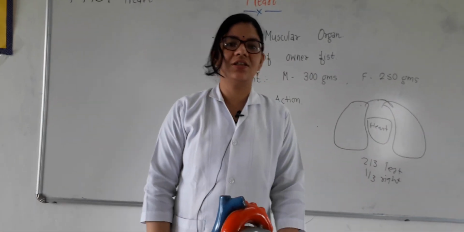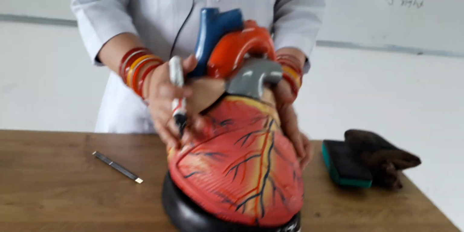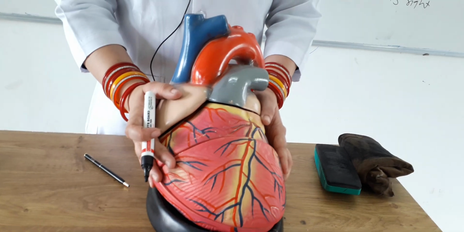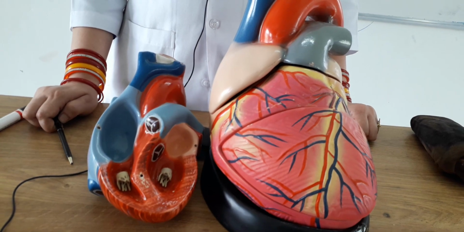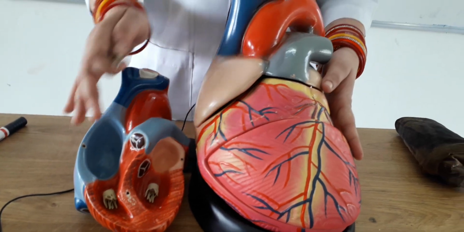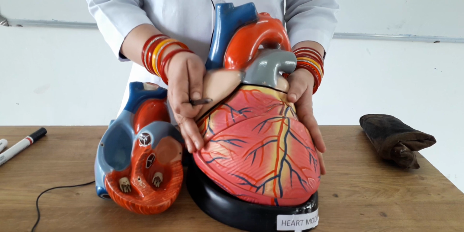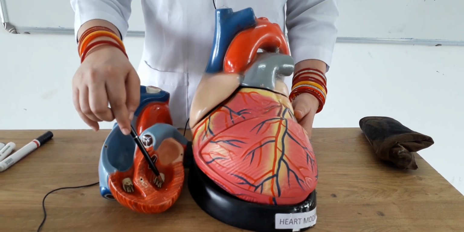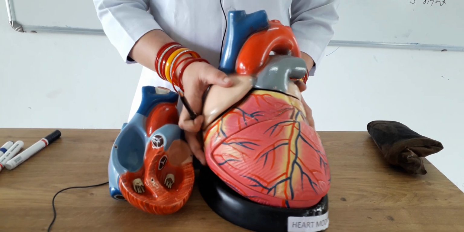Now we will see the model of the heart. As you can see, this is the model of the heart which is given in the practical examination. This is of a small size, this is of the big size. This is a closed heart model and for you, I have opened this model. So let's first see the parts of the heart.